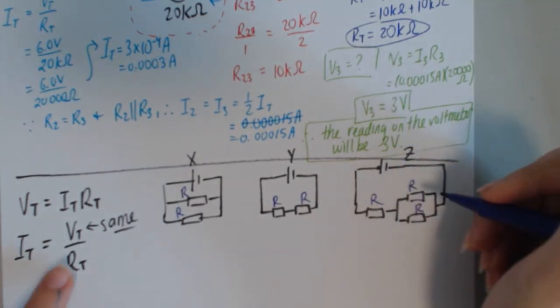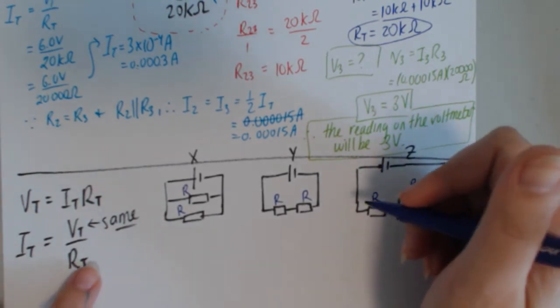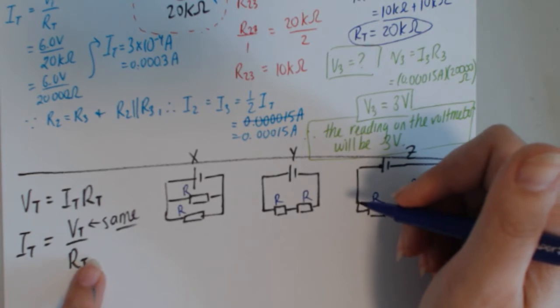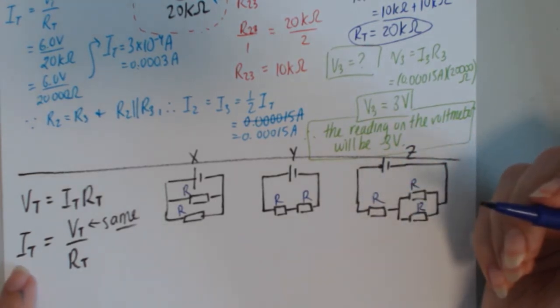And like I said, we're trying to figure out which one of these has the biggest resistance. Whichever one has the biggest total resistance, well, you can see what's going to happen with the current.